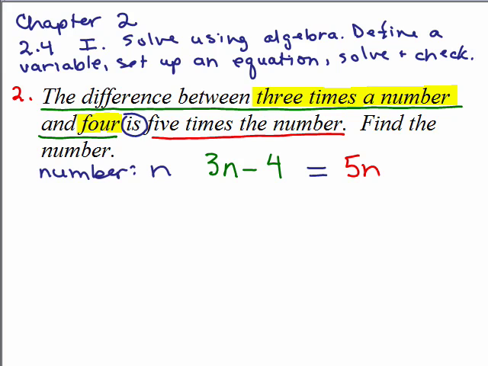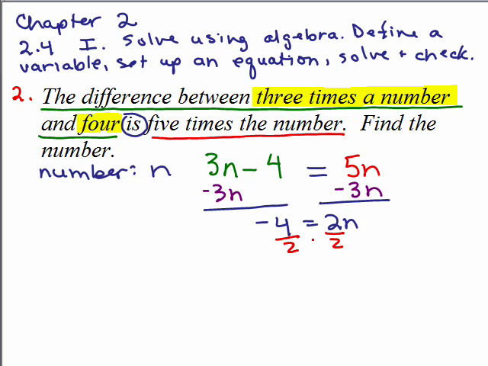So now we need to solve for n. Since the constant's only on one side and there's variables on both sides, let's put both of the variables on the right-hand side. So I want to subtract 3n from both sides. So let's subtract 3n from both sides. And we get negative 4 equals 2n. And then we would just divide both sides by 2. And we get n is negative 2.